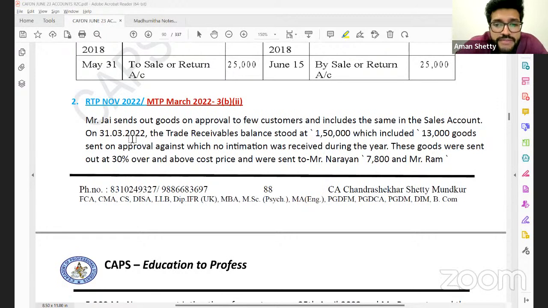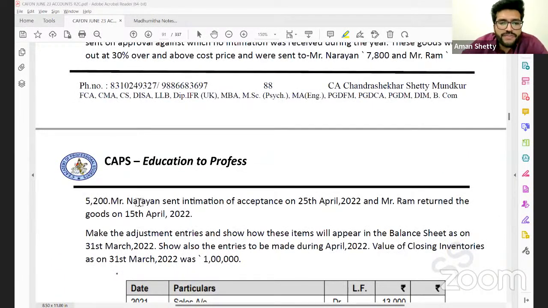So, what does it say? A few customers include the goods in the sales account on 31st March. The trade receivable balance stood at 1,50,000, which included 13,000 goods sent on approval, against which no intimation was received during the year. These goods were sent out at 30% over and above cost price and were sent to Mr. Narayan 7,800, Mr. Ram rupees 5,200. Mr. Narayan sent intimation of acceptance on 25th April 22 and Mr. Ram returned the goods on 15th April 22.